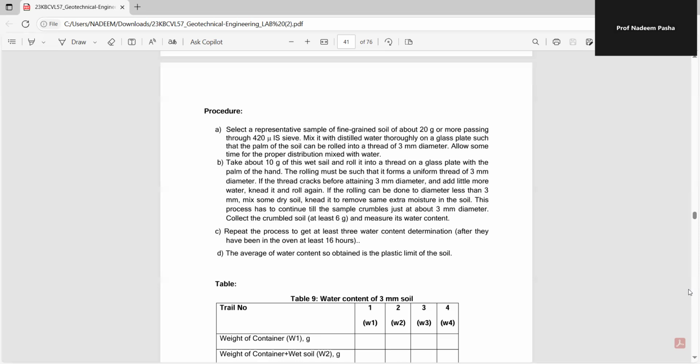Collect the crumbled soil, at least 6 gram, and measure its water content. Repeat the process to get at least 3 water content determinations after they have been in the oven at least 16 hours. The average of water contents so found is the plastic limit of the soil.